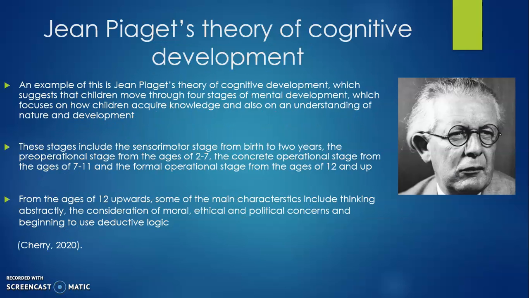An example of this is Jean Piaget's theory of cognitive development, which suggests that children move through 4 stages of mental development, which focuses on how children acquire knowledge and also on an understanding of nature and development. These stages include the sensory-motor stage from birth to 2 years, the pre-operational stage from the ages of 2 to 7, the concrete operational stage from the ages of 7 to 11, and the formal operational stage from the ages of 12 and up. From the ages of 12 upwards, some of the main characteristics include thinking abstractly, the consideration of moral, ethical, and political concerns, and beginning to use deductive logic.